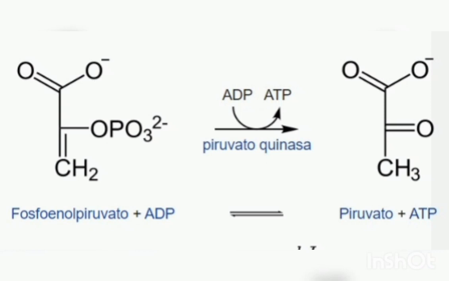form ATP and pyruvate. Overall, glycolysis yields a net of 2 molecules of ATP and 2 molecules of NADH from 1 molecule of glucose. The pyruvate produced in this process can then enter the citric acid cycle for further energy production.